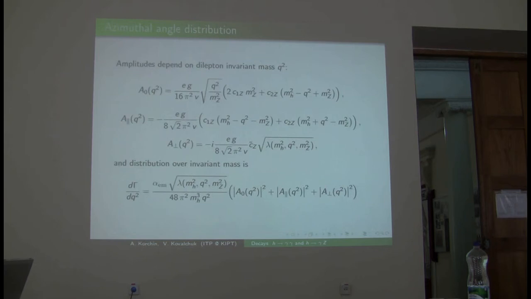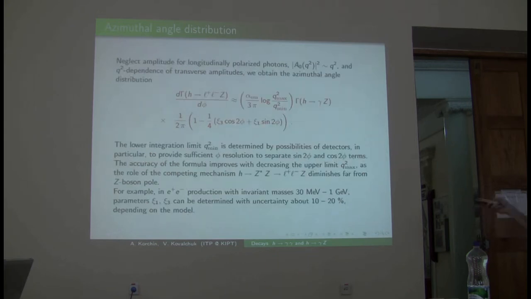Okay, these are explicit expressions for the amplitudes which enter this distribution. At the moment they were not very important for the discussion. We can calculate everything, as far as we know, all these coefficients in the effective Lagrangian. So I will tell you about the precise values of these coefficients.